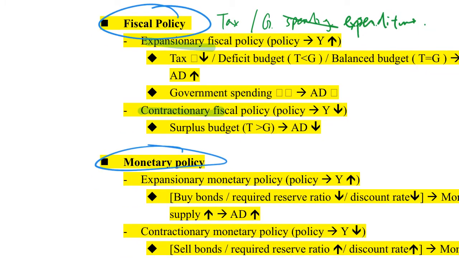Okay, so when we're talking about monetary policy, that means the government tries to intervene in the economy by controlling the money supply. They can only increase or decrease the money supply, but that can control or affect the economy.